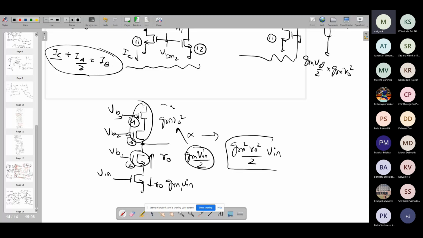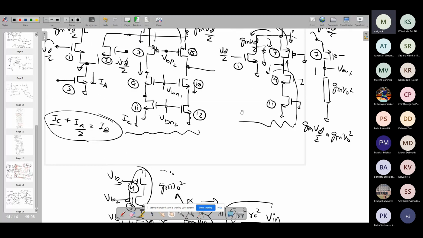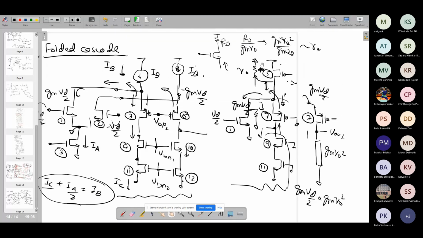Right, now what is happening in the folded cascode case, the only difference is that you have another current source, M5, that is having its own RO. So now 1/3 of that GM VD by 2 will actually go into M7. Is that clear?